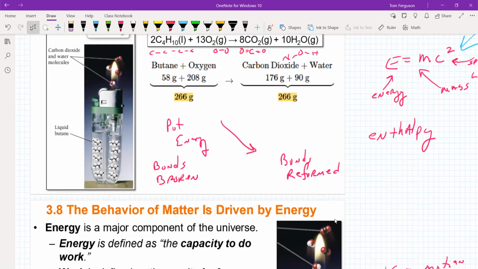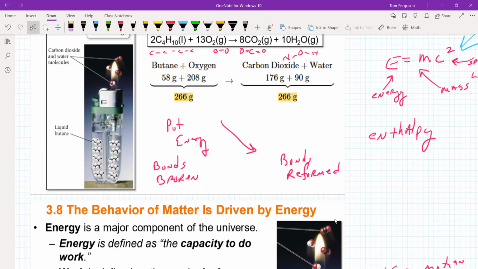So when a reaction happens, bonds are broken. Remember, that's where the potential energy is stored. Bonds are broken on the butane, carbon, and hydrogens. Bonds are broken with the oxygen, the two oxygens. Pulled apart. And then things happen. And they're reformed on the other side, carbon dioxide and water. So each side again has potential and kinetic energy.